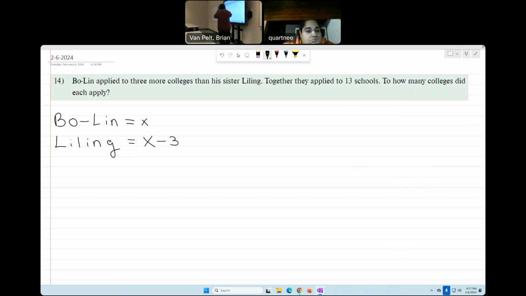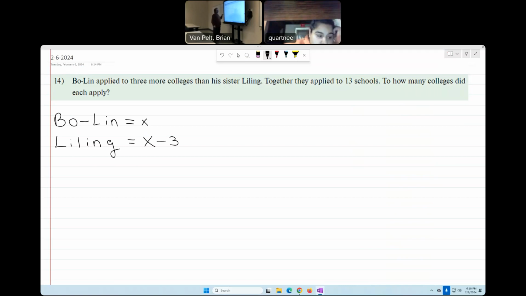Now, after you get the notation down, you should be able to write some sort of a solvable equation that will give you the answers. So do you understand now? Once I figure out the value of X, I will know both the number of schools Bolin and Lilling applied to, each. You guys agree with me? Once I know X, I know these two numbers.